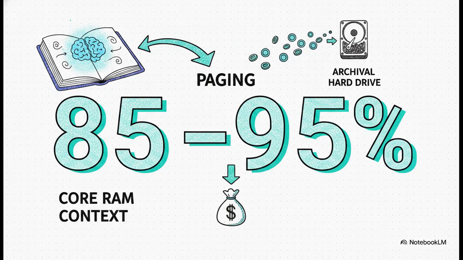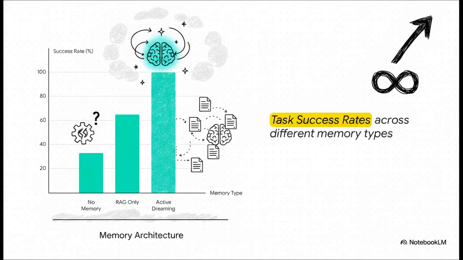And on the cost optimization side, we see token consumption reductions of 85 to 95%. This is achieved using the MGPT operating system metaphor. Instead of blindly stuffing the context window, the agent explicitly pages data back and forth between a cheap archival hard drive and its expensive core RAM context. This tiered caching strategy slashes token cost dramatically, all while keeping the agent hyper-focused. The impact of these optimizations is completely undeniable.